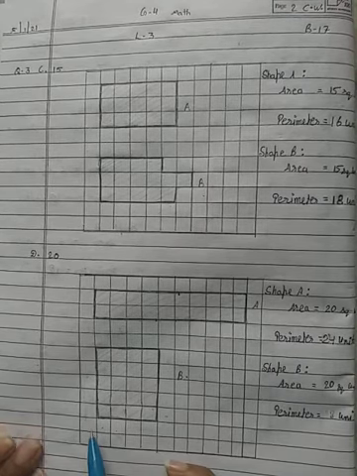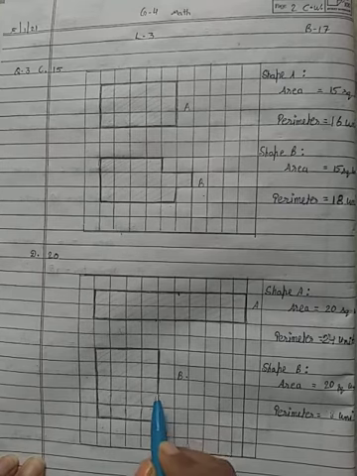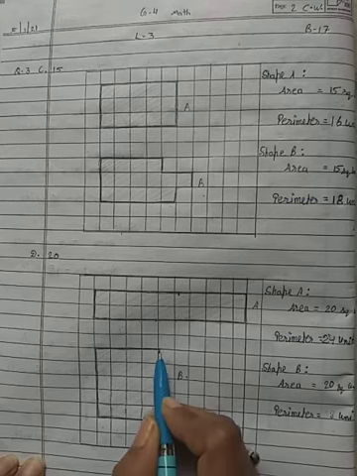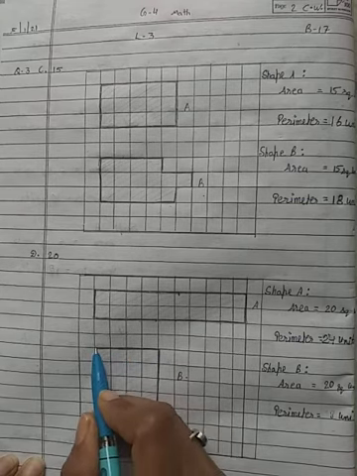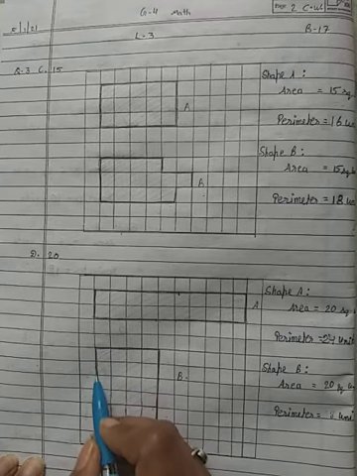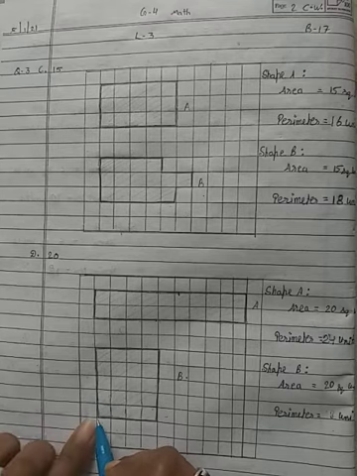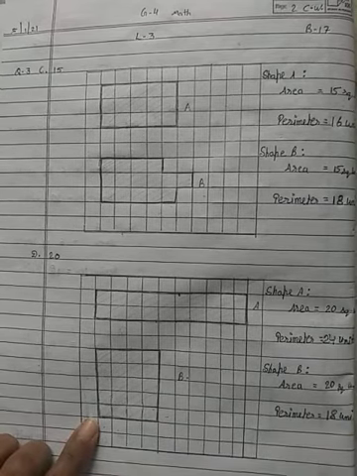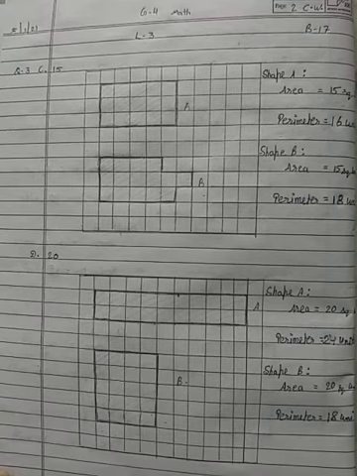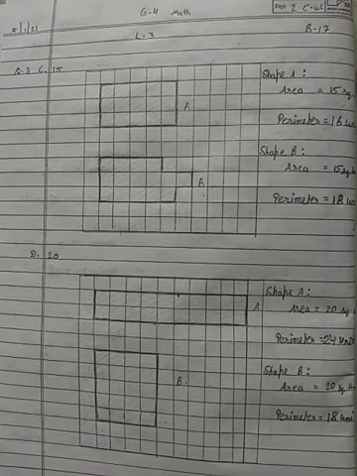Let's count in shape B. 1, 2, 3, 4, 5, 6, 7, 8, 9, 10, 11, 12, 13, 14, 15, 16, 17, 18. We have a perimeter of 18. Okay students, I hope you all understand about perimeter and area.